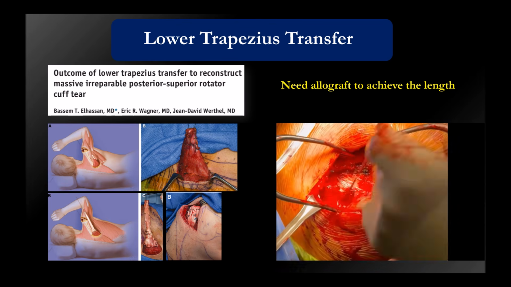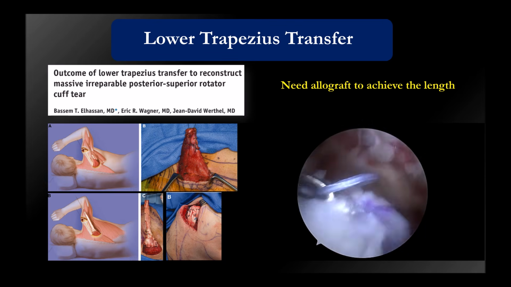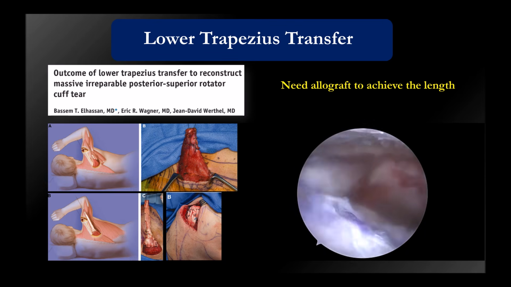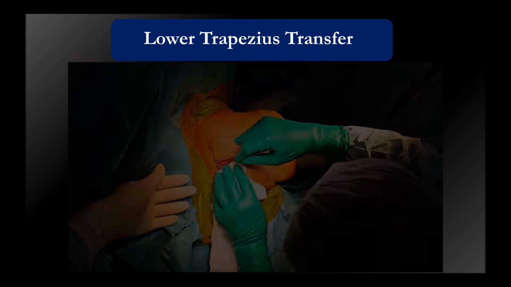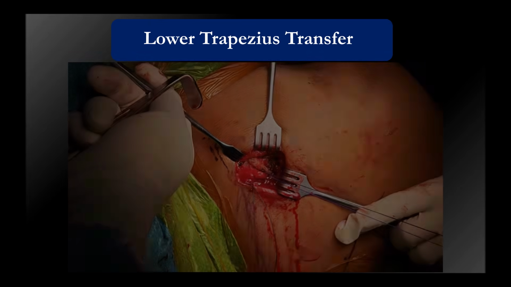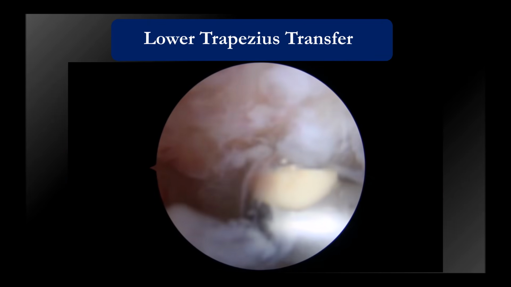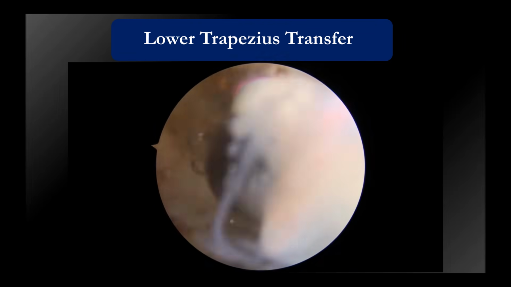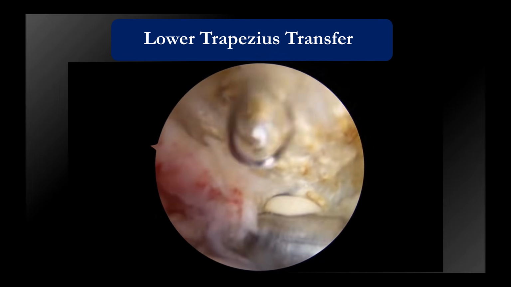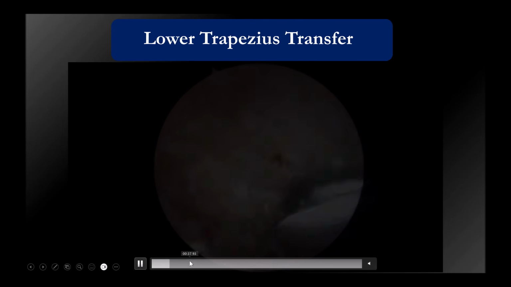So this is the Bassem Elhassan technique, right? He described this lower trapezius transfer. First, for me, I start with the mid-shaft position. We identify the lesion. I use the tendon from the knee, the superficial quadriceps tendon, and then we get in the joint and we clean.